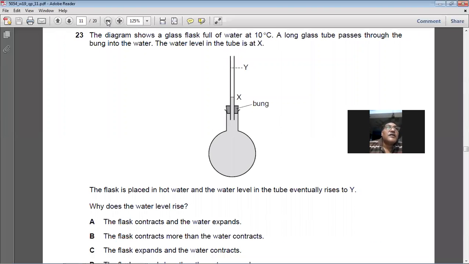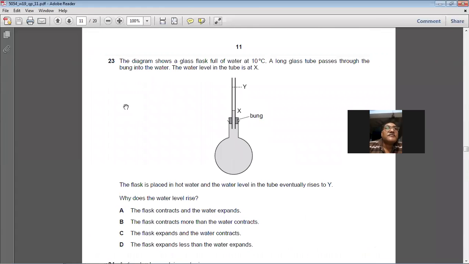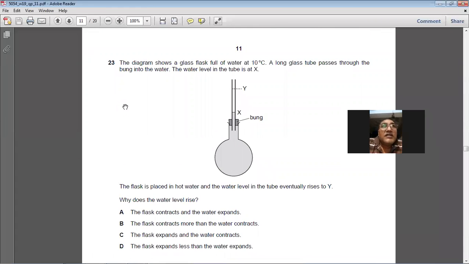Okay, let's reduce the size. The diagram shows a glass flask full of water at 10 degrees centigrade. A long glass tube passes through the bung into the water. The water level in the tube is at X. The flask is placed in hot water and the water level in the tube eventually rises to Y. Why does the water level rise? Remember, this question also came in a theory paper, where you have to write this explanation.